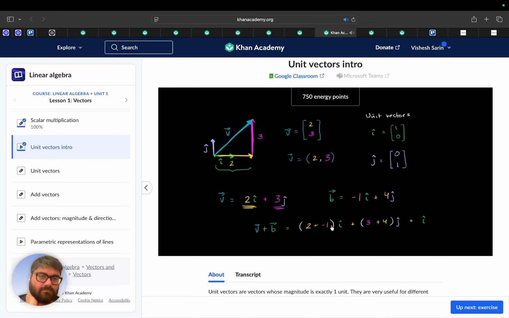But we got that from 2 plus negative 1 is 1. 1 times the vector is just going to be that vector, plus 3 plus 4 is 7, 7j. This is exactly how we saw vector addition in the past, is that we could also represent vector b like this. We could represent it like this. Negative 1, 4.